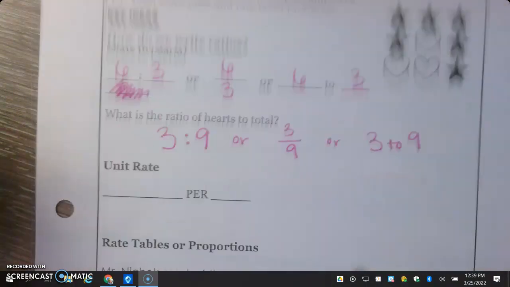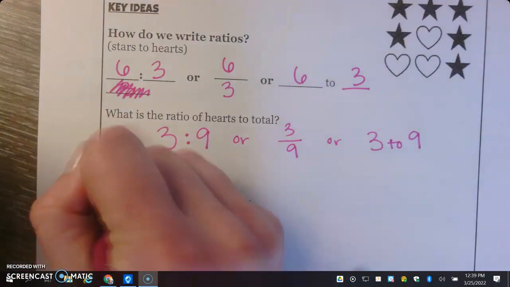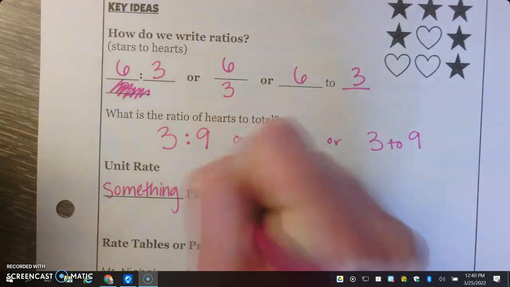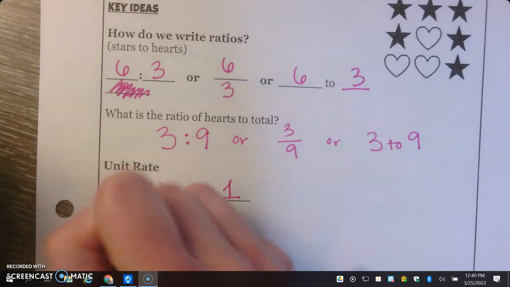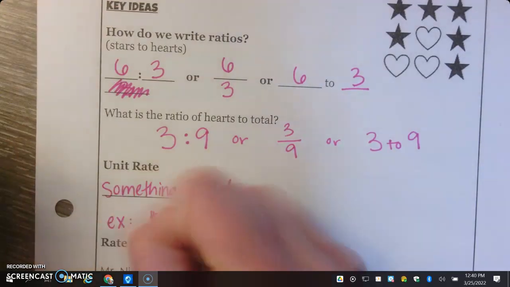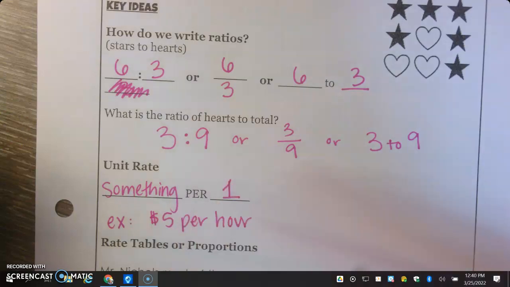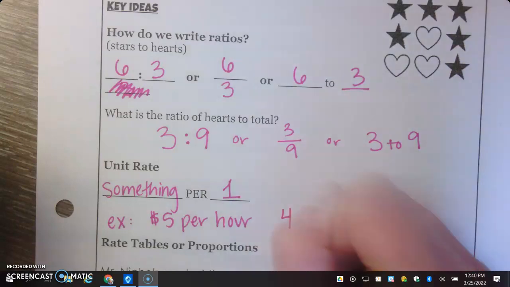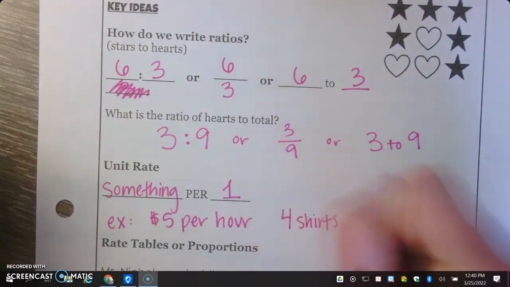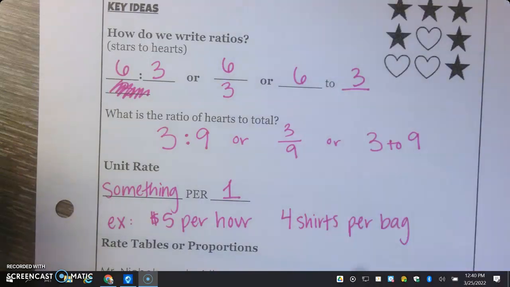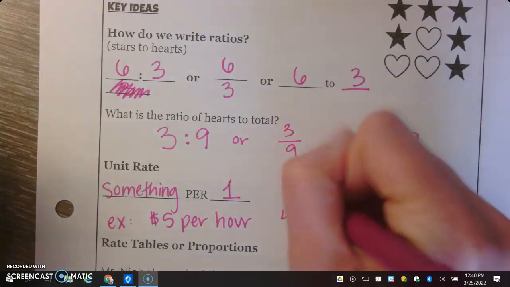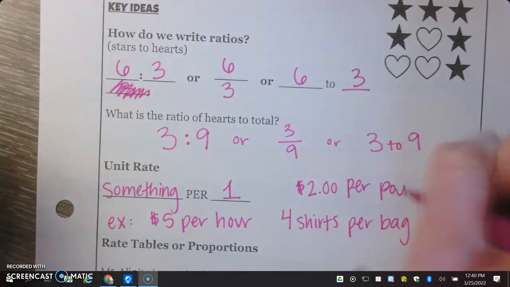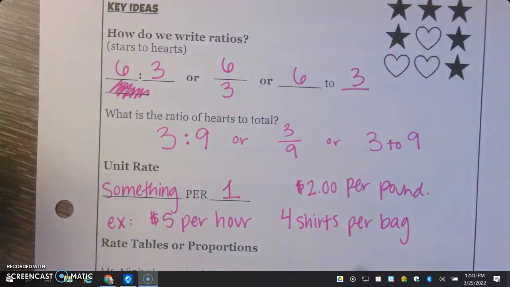Alright, next one. Unit rate. Unit rate is when we have something per one of something else. So some examples. Make sure you write these down. You could have $5 per 1 hour. You could have, let's say, 4 shirts per bag. Okay, that's per one of something. You could have $2 per pound. Okay, those are all unit rates, all per one of something.